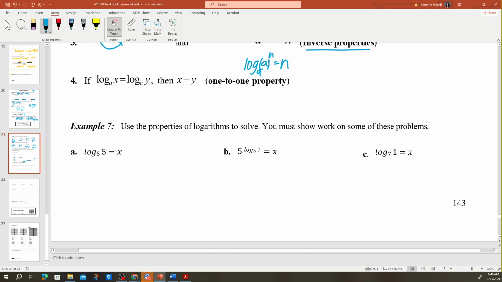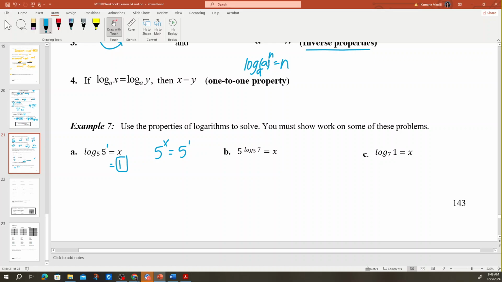What did we learn? It's going to be 1. The exponents undo each other, and so your x ends up being a 1. When in doubt, convert it to an exponent. So if you're stuck and you can't think of what the x is going to be, then convert it. 5 raised to what would have given me a 5 to the 1.